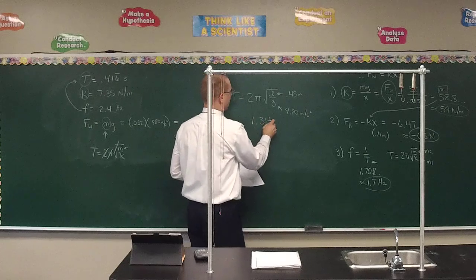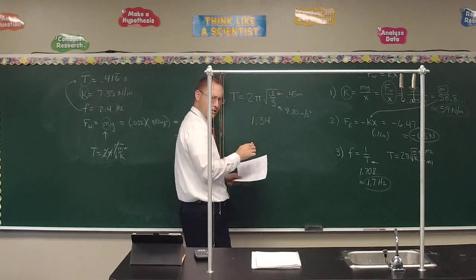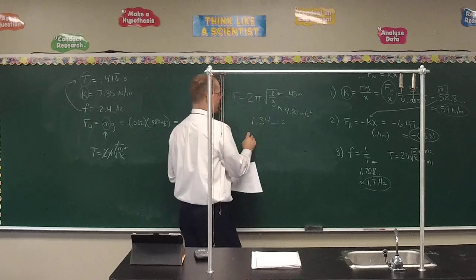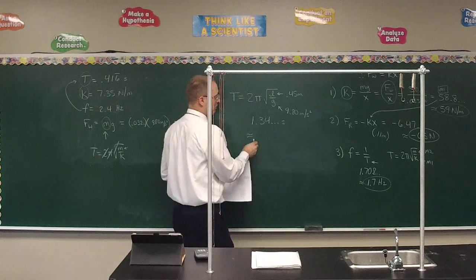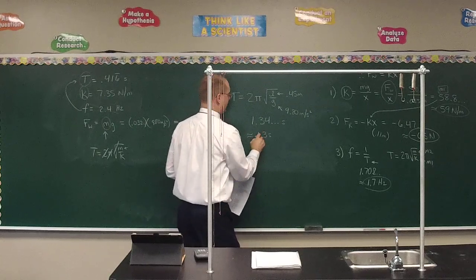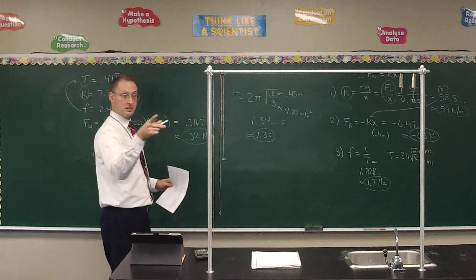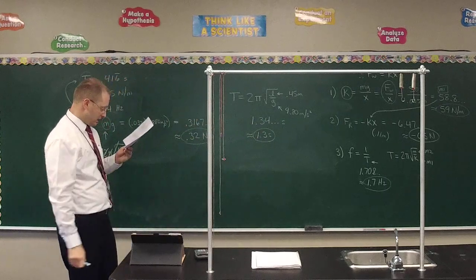1.346. Did it come out evenly? No. Seconds. Okay, but we're rounding off to 2 sig figs anyway, so 1.3 seconds. Did you two get it now? All right. And let's see.